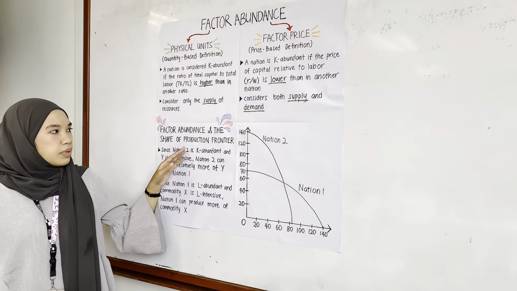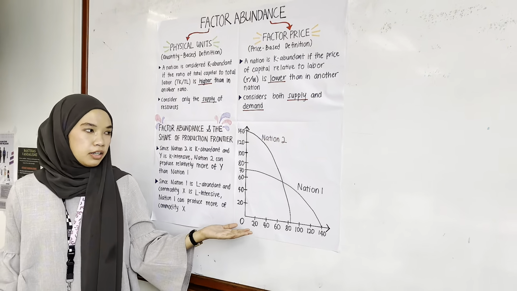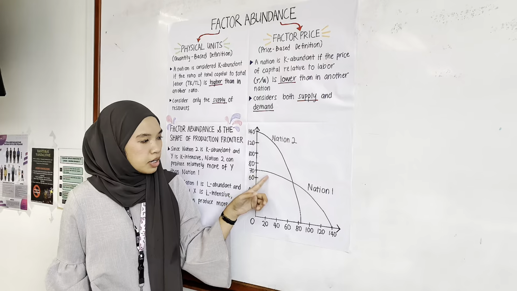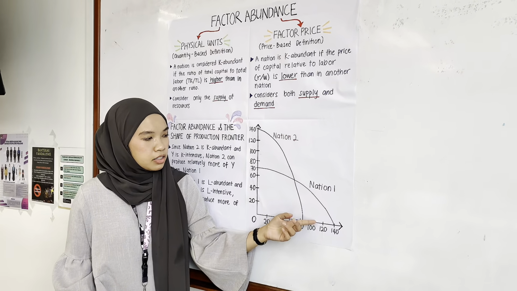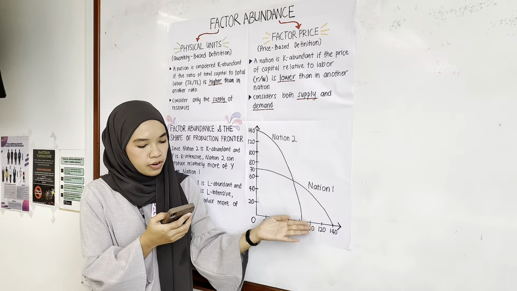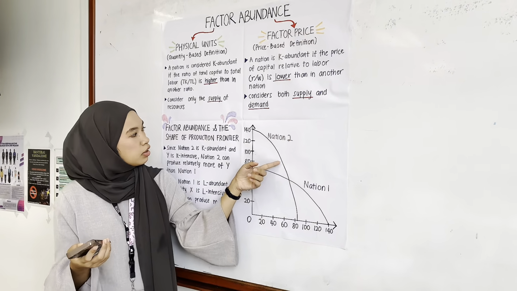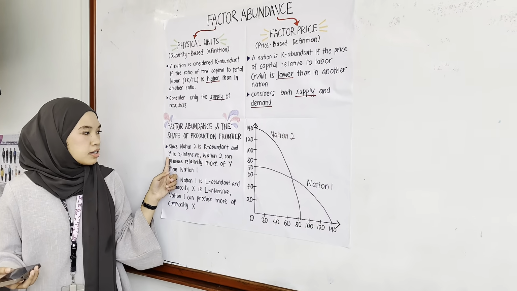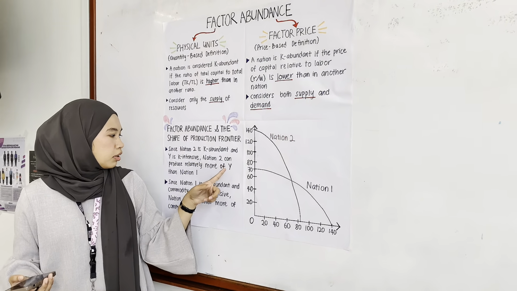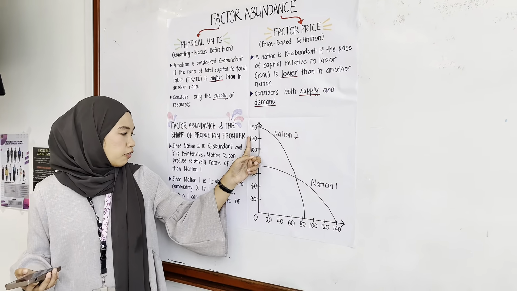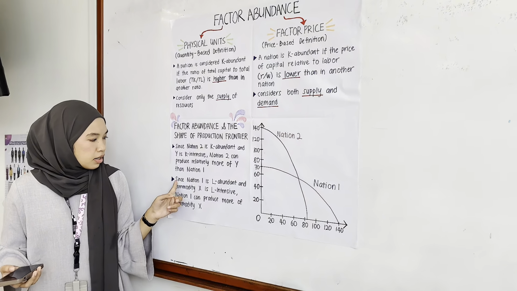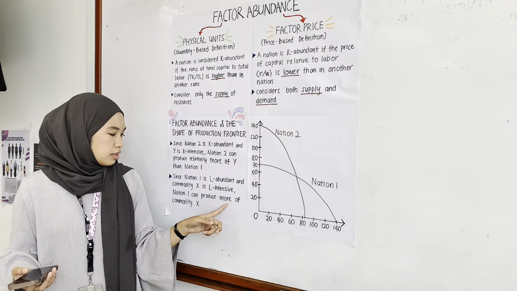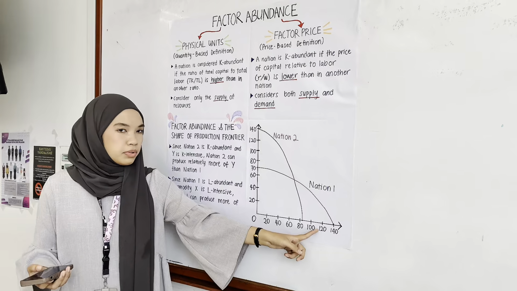Next is factor abundance and the shape of the production frontier. Based on this graph, we can see that the production frontier of nation 1 is wider and flatter than the production frontier of nation 2. Why does this happen? Since nation 2 is K abundant and Y is K intensive, nation 2 can produce relatively more of Y than nation 1. Another reason is that since nation 1 is L abundant and commodity X is L intensive, nation 1 can produce more of commodity X.